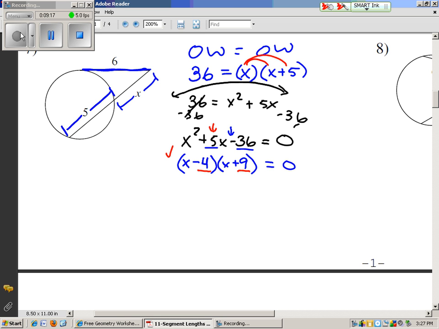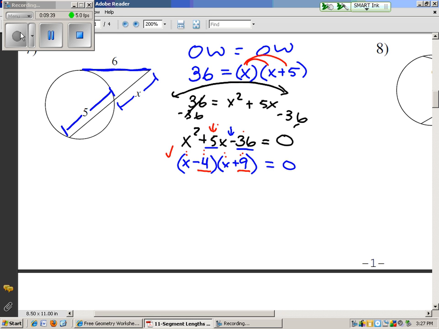But just in case, I can check it out. X times x is x squared. X times 9 is 9x. Minus 4 times x is minus 4x. So 9x minus 4x is 5x. We got that. And then minus 4 times 9 is minus 36. We've got that. So this definitely works.